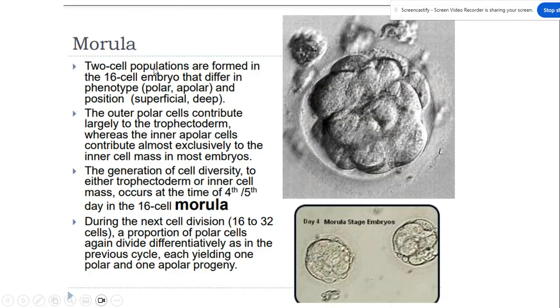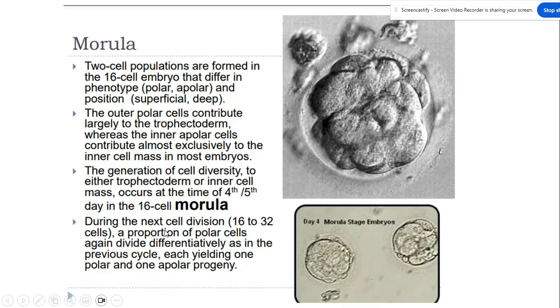Morula: 2 cell populations are formed in the 16-cell embryo that differ in phenotype, polar and apolar, right? One that's important, one that's not important. And position, superficial, deep, right? The outer polar cells contribute largely to the trophoectoderm. We just saw the formation of trophoectoderm. Whereas the inner apolar cells contribute almost exclusively to the inner cell mass in most embryos. Generation of cell diversity to either trophoectoderm or inner cell mass occurs at the time of the 4th-5th day in the 16-cell morula. We can actually see cell diversity beginning, right?